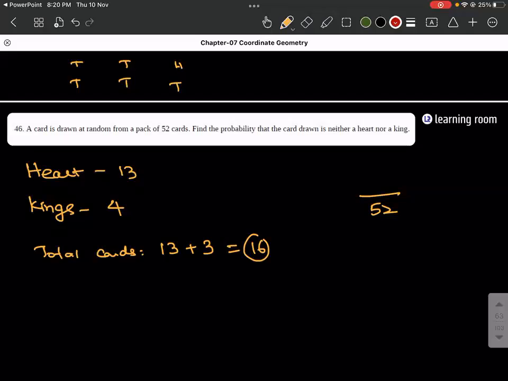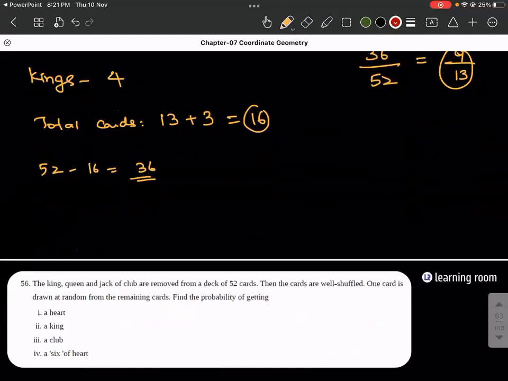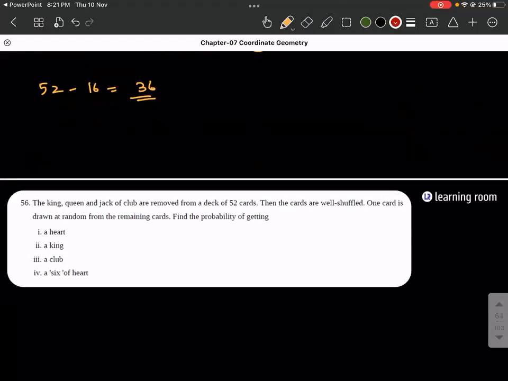So out of the pack of 52, I need to remove the 16 cards. So I'm going to get 36. So this will be how much? 36 by 52. Then how much is it? If you simplify with 4, you will get 9 by 13. Did anyone say 9 by 13? I didn't hear that answer. No one, no? Okay, 9 by 13 is the answer. I hope you got the logic. See, you guys only answered. I did nothing. Yes, sir.